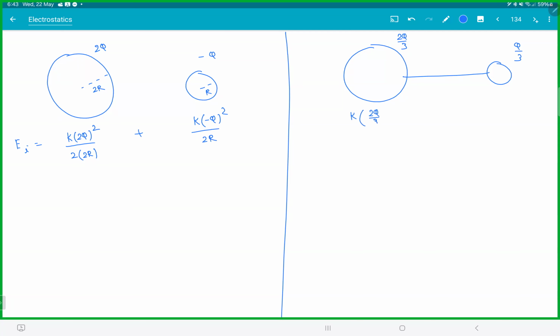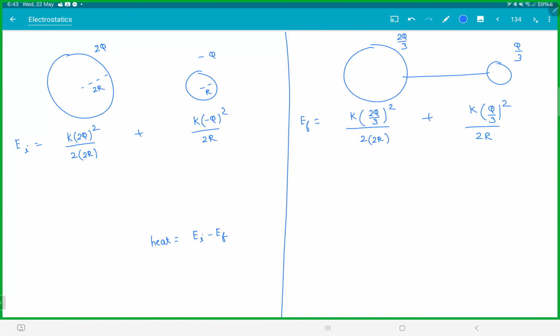Yeah, it's a little lengthy with calculations. k(2q by 3) whole square by 2r plus k(q by 3) whole square by 2r is E final. You are done. So initial energy is more than final energy, so the difference must have gone somewhere. You won't get zero, right?